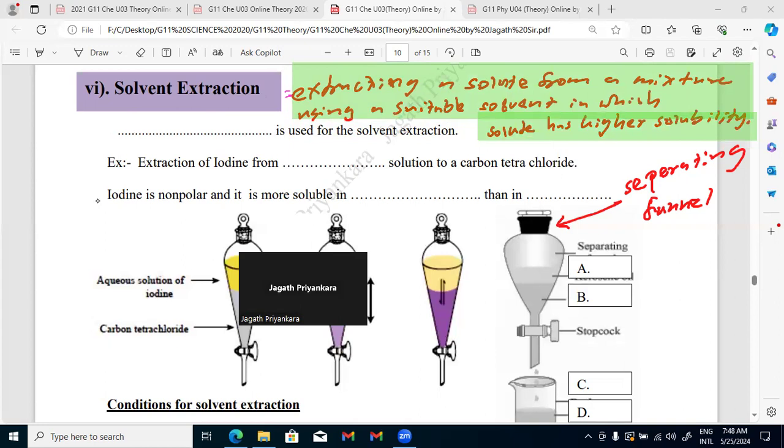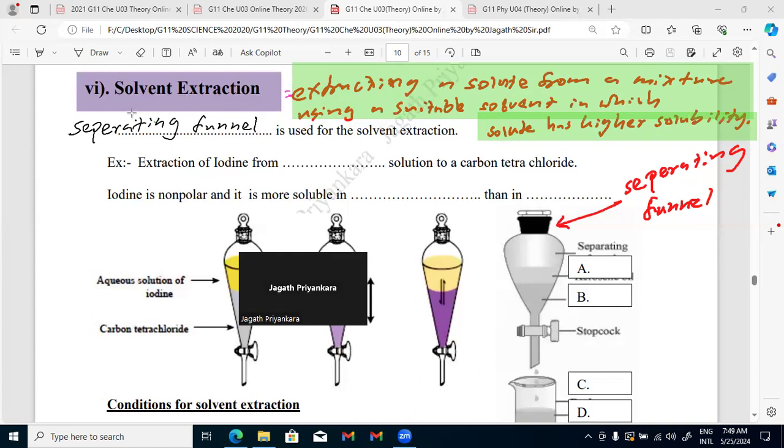So, students, what is the equipment used for this? Please write the first blank: separating funnel. The separating funnel is used for solvent extraction.